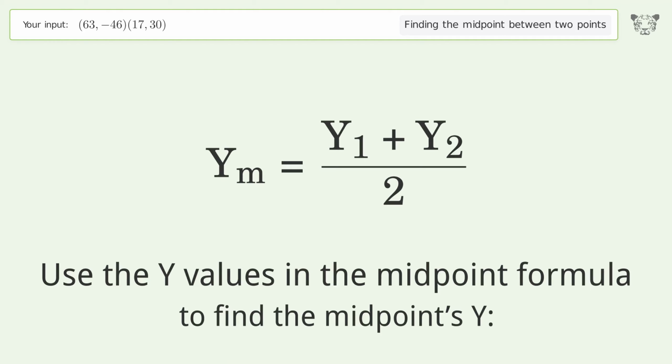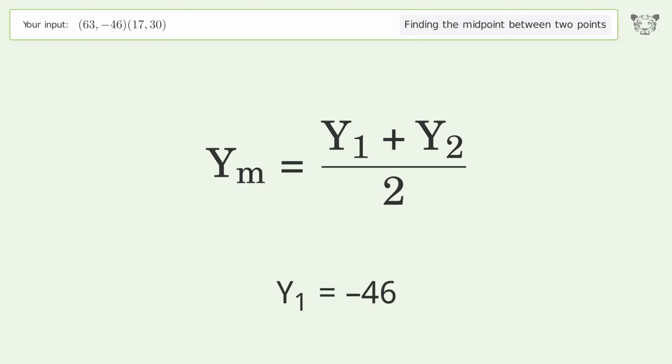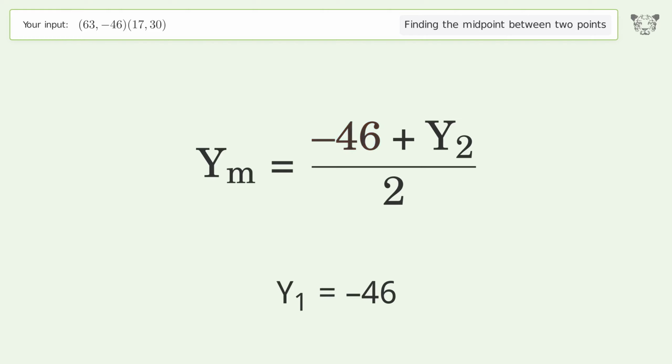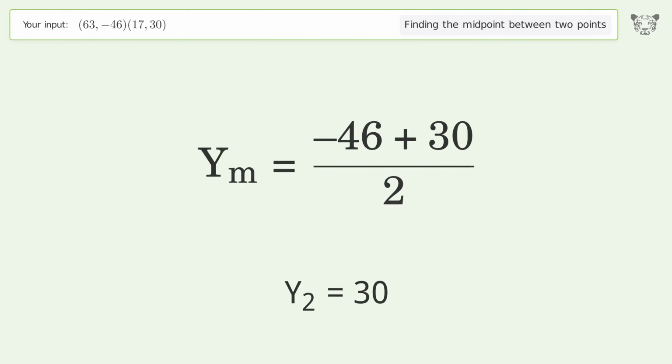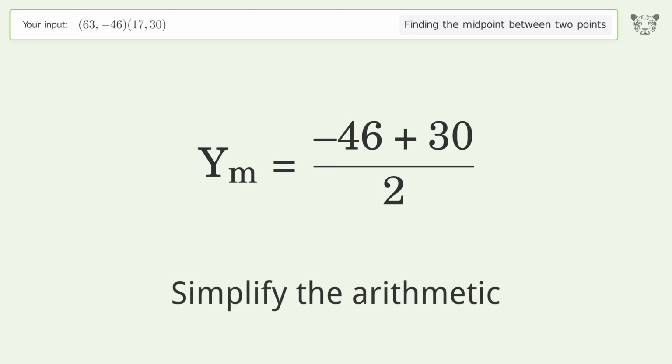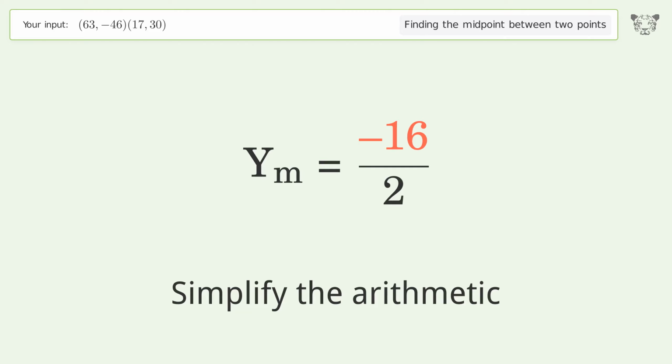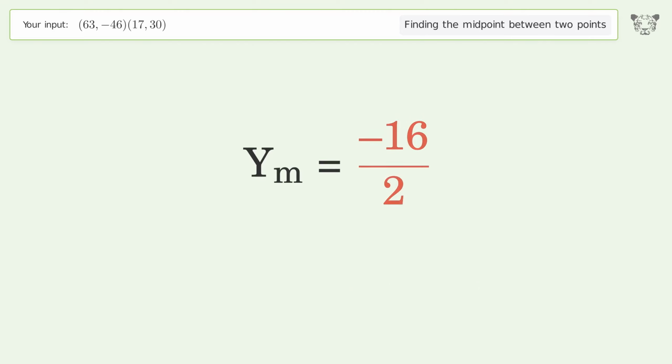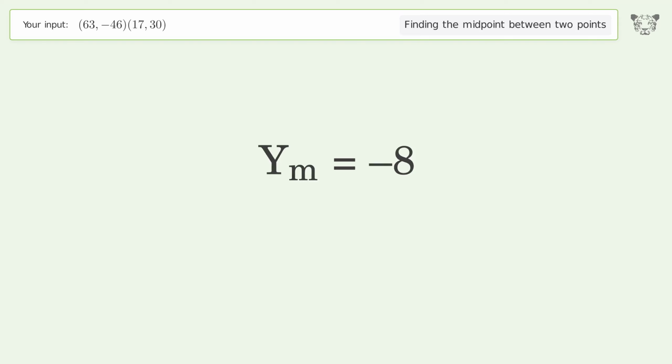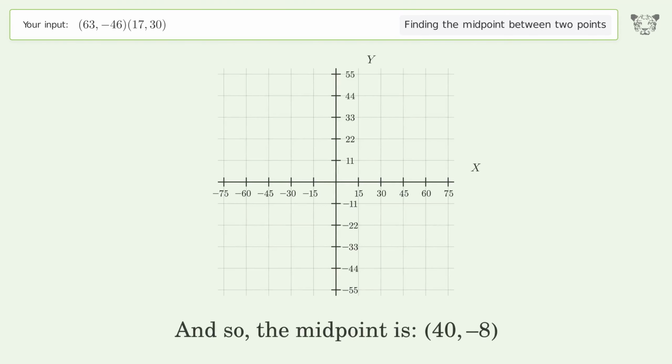Use the y values in the midpoint formula to find the midpoint's y. y1 equals -46. y2 equals 30. Simplify the arithmetic. And so, the midpoint is 40, -8.